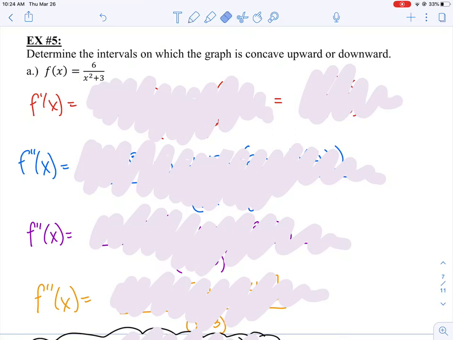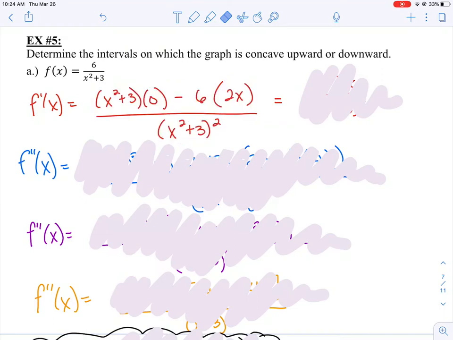But what I did is I used the quotient rule. So try that, pause your video, try finding the first derivative and see if you get the same answer as me, no matter which rule you use. I did the bottom times the derivative of the top. Remember, the derivative of any constant is 0, minus the top times the derivative of the bottom over the bottom squared. So 0 times anything, that part just zeroes out. And so I ended up getting a simplified first derivative of -12x over the quantity x squared plus 3 squared.